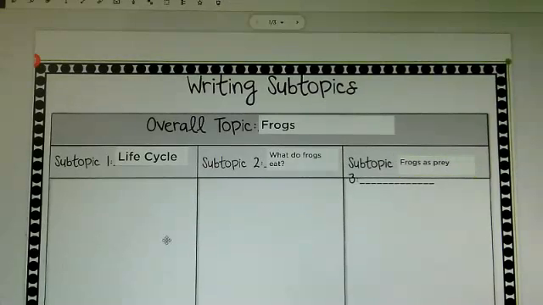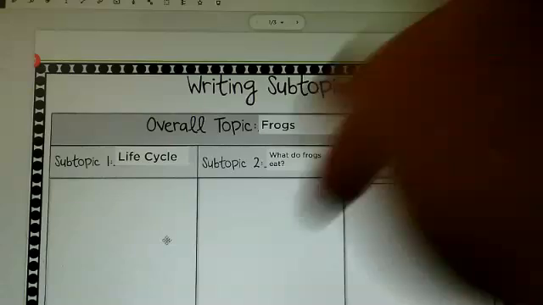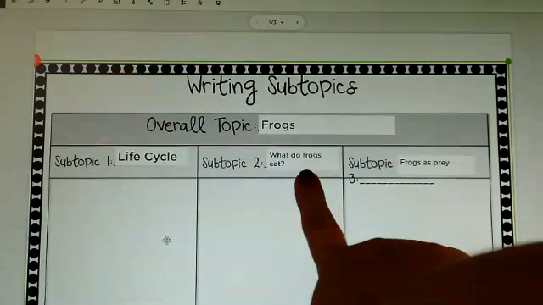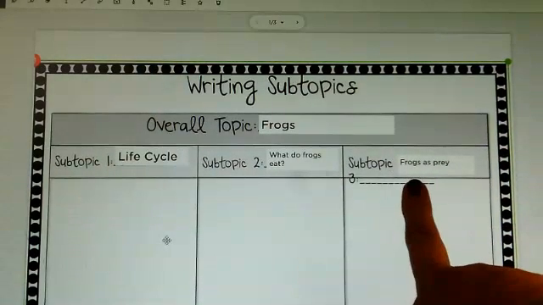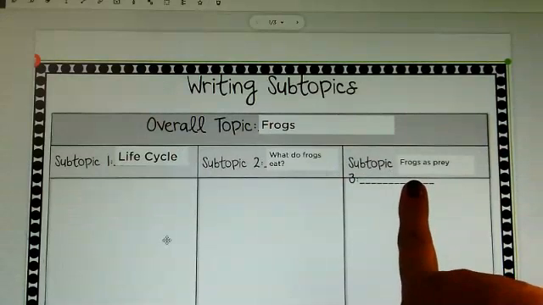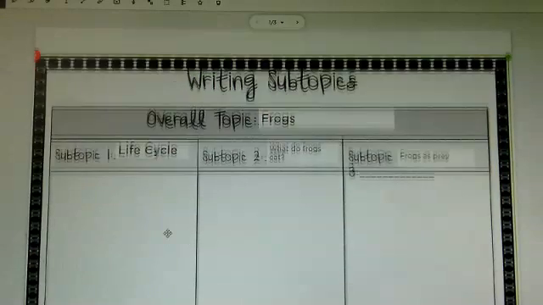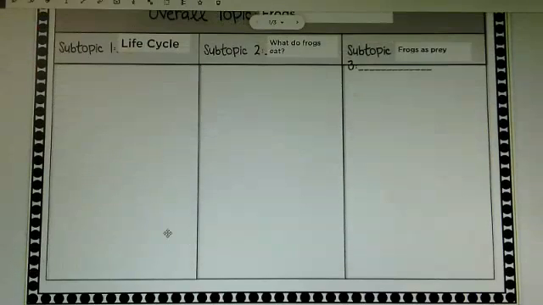So I have chosen my 3 subtopics. My overall topic is frogs. I'm going to talk about their life cycle. I'm going to talk about what they eat. And I'm going to talk about what eats them. Now look at all of this blank space that I still have on my page. What am I supposed to do with that? Well, this is where you get to write what you know about those things already.